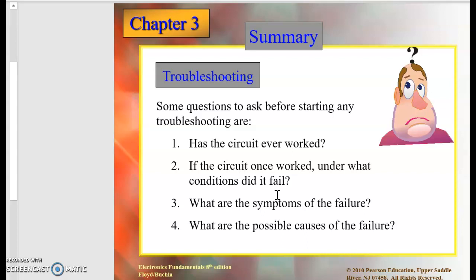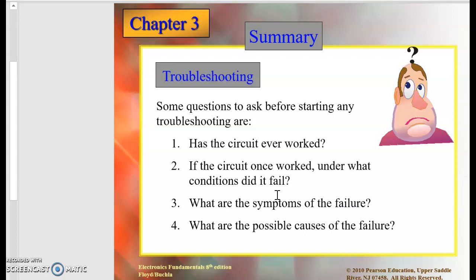So the best way is to ask: did it ever work? You've got to ask your question. Was it working before, or was it always broken? If it was always broken, then your whole design is not proper. But if it was working and then suddenly it stopped working, then you've got to think, okay, what did I change?